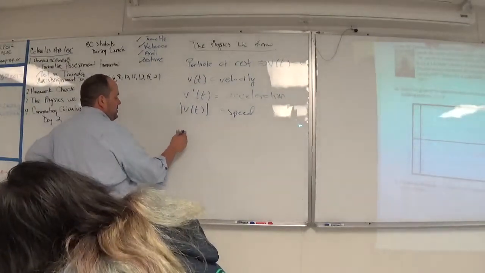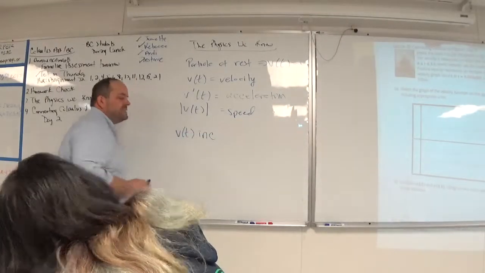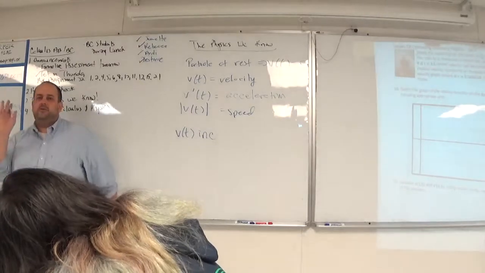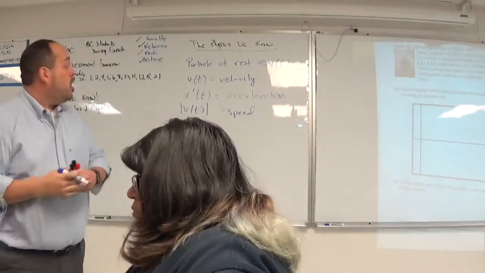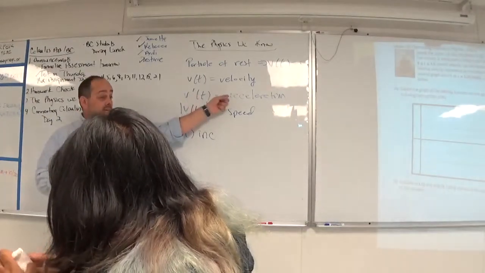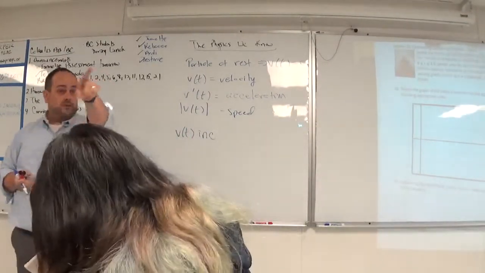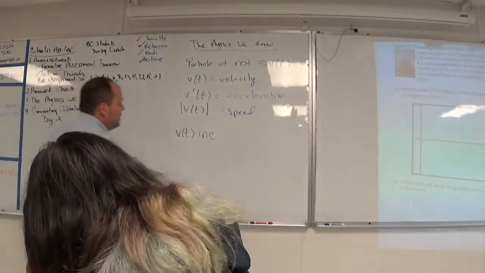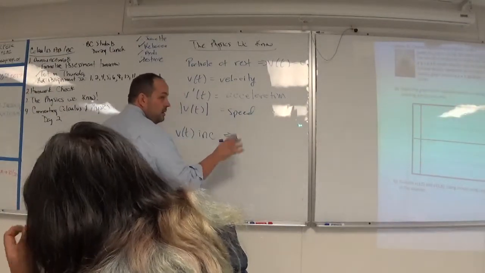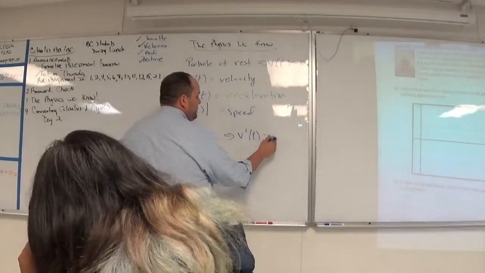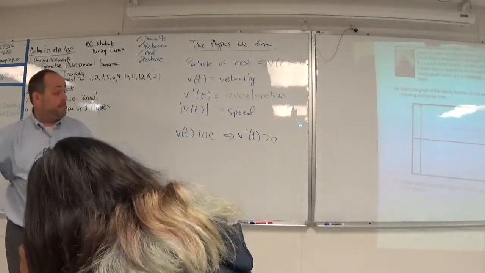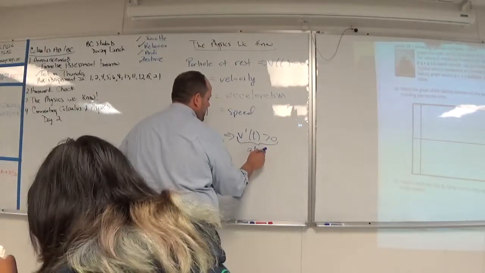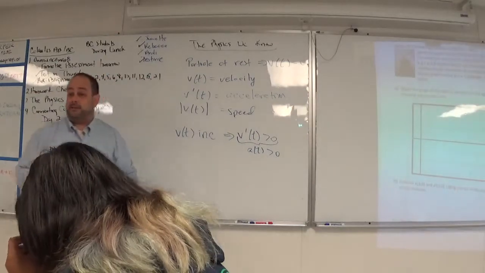I might tell you that the velocity is increasing. What does that tell you? If velocity is increasing, there's something else that you know, because you know that the derivative of velocity is acceleration. Sylvia, what do you know? The v prime of t is going to be positive. A better way to say v prime of t is acceleration. So this is the same thing as saying acceleration is positive.